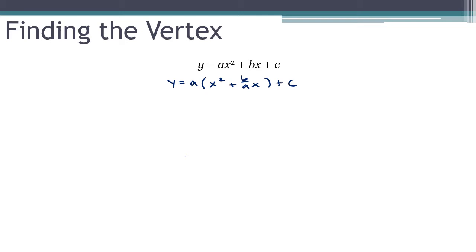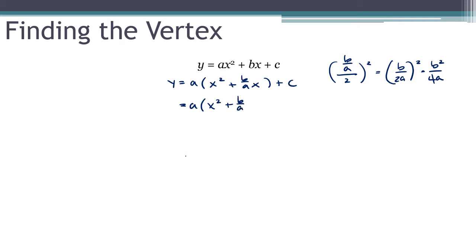And now I'm going to complete the square. You remember how we do that? I take the coefficient of the x, the b over a, I divide it by 2 and square it. If I do that, this is b over 2a squared, which is b squared over 4a squared. Okay, so I'm going to add b squared over 4a squared inside here.